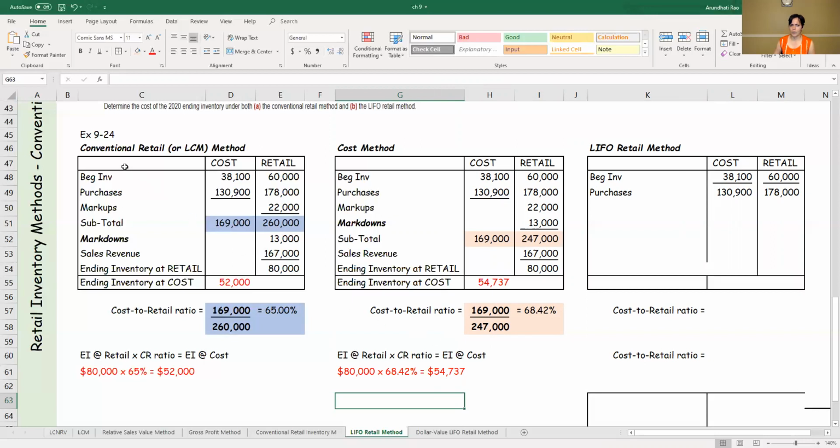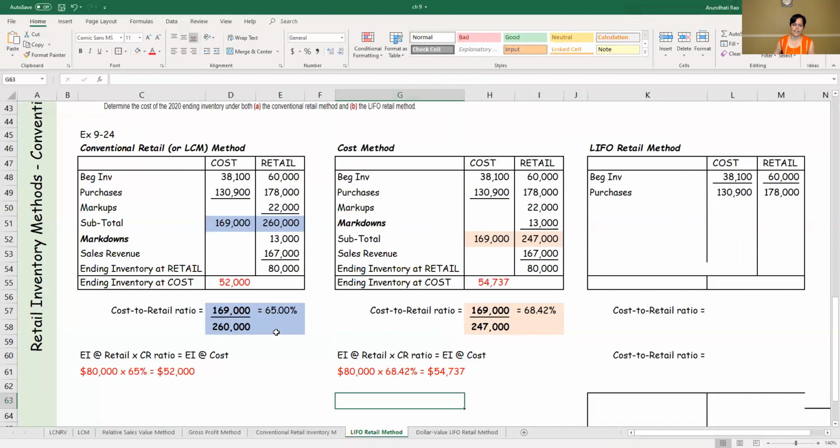So what's the difference between the conventional method and the cost method? It's a matter of where I place the markdowns. Do I include it in the number that I use for my cost to retail calculation, or do I not include it? In the conventional method, I do not include markdowns. In the cost method, I use the markdowns. I include that number to calculate it. This method approximates the LCM, the lower of cost to market, and this one is also called the average cost method. So these are two methods that are available.